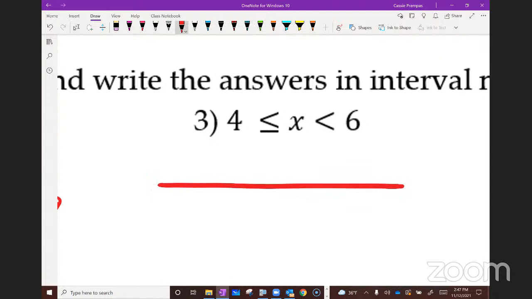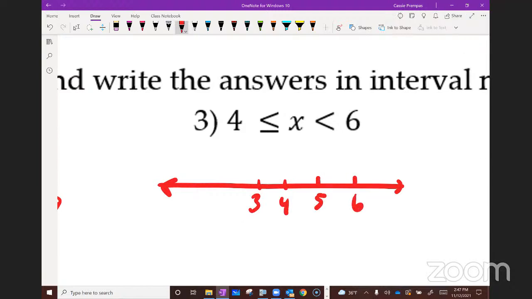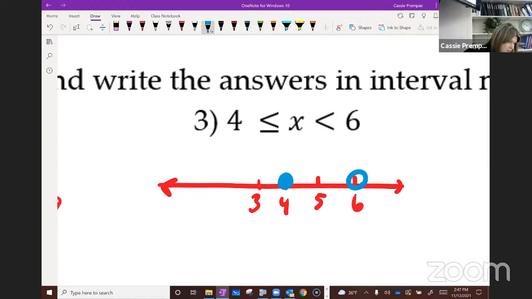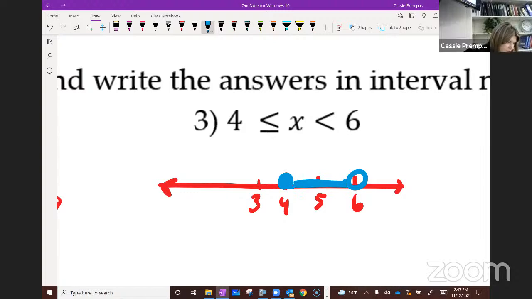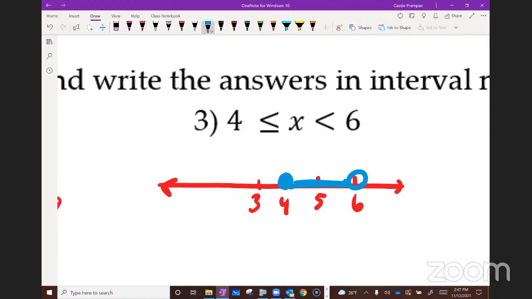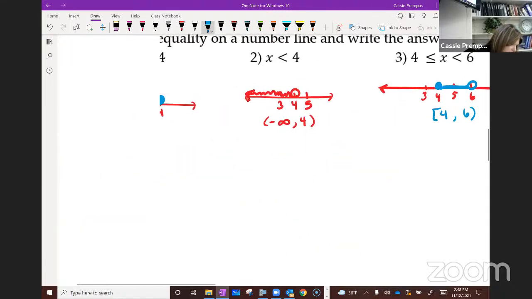Sure. You would write a line, and then you could put 3, 4, 5, and 6. Then you would do a shaded circle on 4 and an open circle on 6. And you'd shade everything in between, right? Yeah, shade everything in between. And then you would do 4 with a bracket around it, and then 6 with a parenthesis. Awesome. And then I'll do number 4.